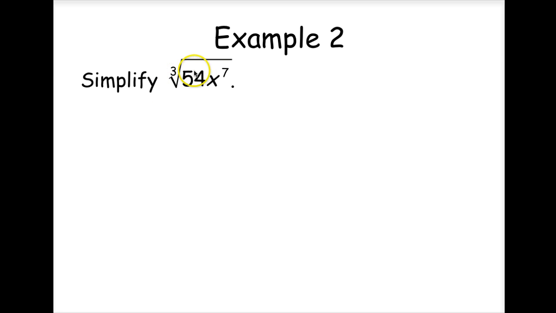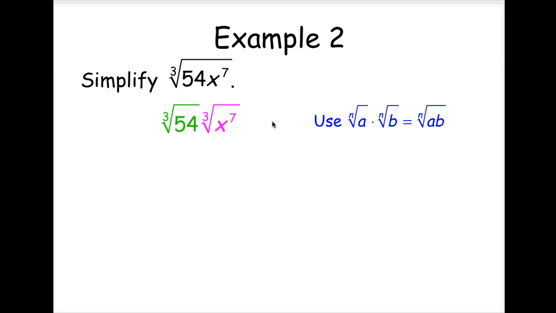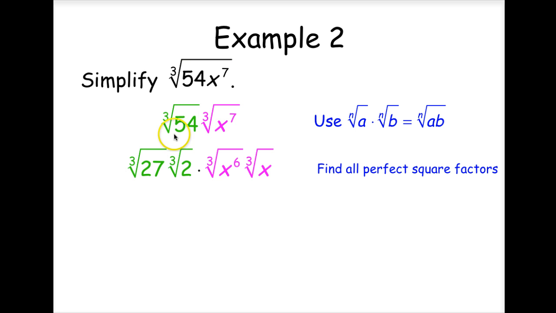Simplify the cube root of 54x to the 7th. Let's rewrite this. Cube root of 54, the cube root of x to the 7th. 54 can be written, finding its perfect cubes, as 27, and then what's left over is this 2. Here we can write 6 because it can be 3 times 2. That's why we're going to bring out a 3, leaving a cube root of 2. This would be x squared to the cubed, x squared cubed, so we bring out an x squared, leaving x to the first power under the radical.